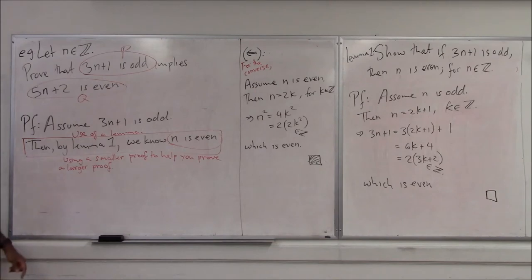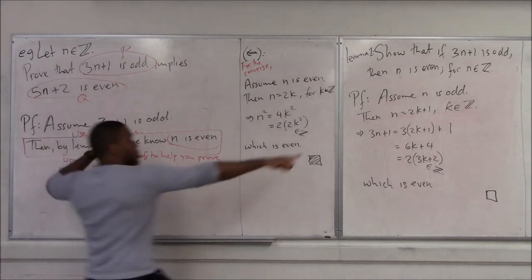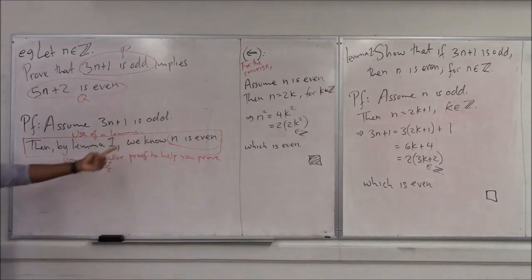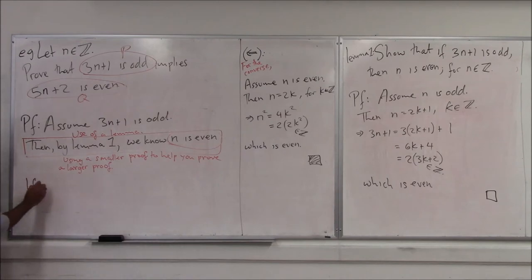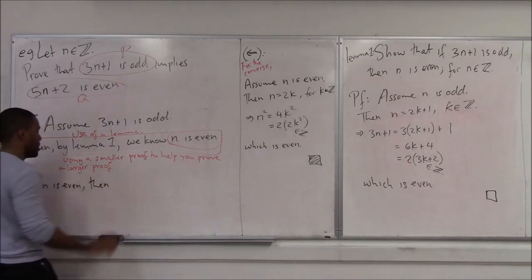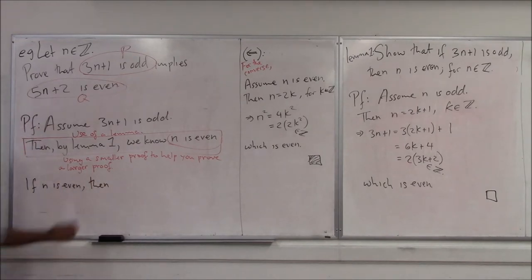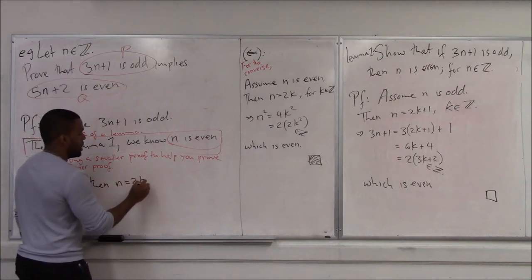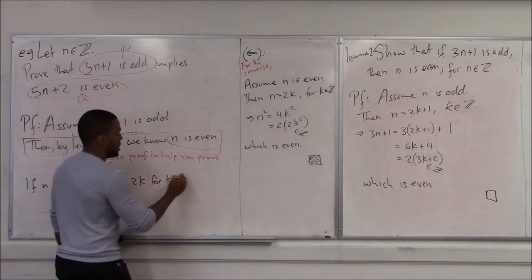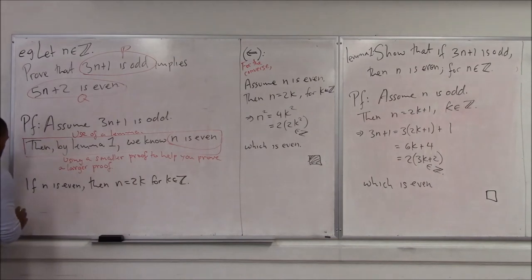So I do a direct proof here, and I'm using the lemma that was proven before. I know that if 3n plus 1 is odd, it has to mean that n is even. And so then I can say if n is even, then n is equal to 2k for some integer k.